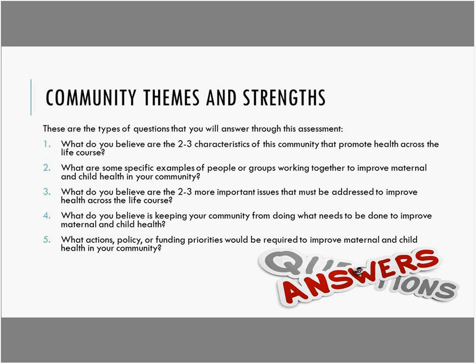What are some of the specific examples of people or groups working together to improve maternal and child health in your community? What do you believe are the 2 to 3 most important issues that must be addressed to improve health across the life course? What do you believe is keeping your community from doing what needs to be done to improve maternal and child health? What actions, policy, or funding priorities would be required to improve maternal child health in your community?